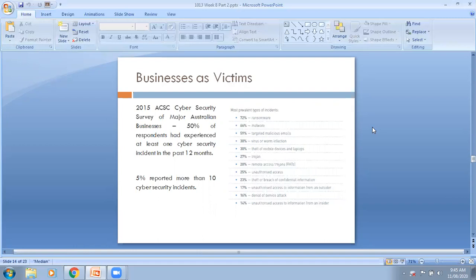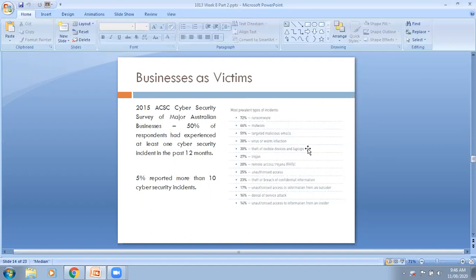And in most of the ransomware cases, once the ransom is paid, they give you back your access, give you back everything. They don't take anything else. They don't take any of your information. They just take the money. So malware, which is why you should have anti-malware stuff on your computer. Again, our responsibility. Targeted malicious emails, virus or worm infection, theft of mobile devices and laptops.